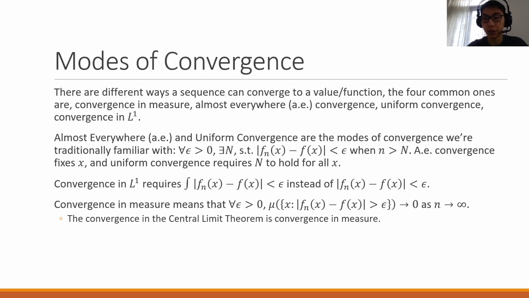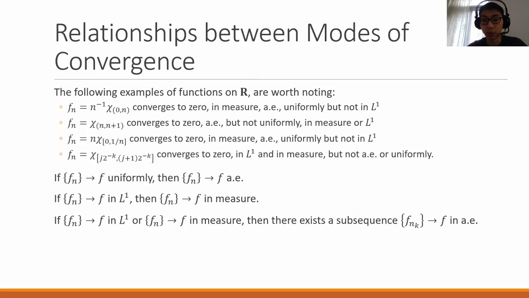We've already been introduced to convergence everywhere and uniform convergence during our experiences in Riemann integration. The two new modes of convergence are convergence in measure and in L1. Convergence in L1 requires integration of the absolute value of the difference between the sequence and f to be infinitely small as n approaches infinity. Convergence in measure requires the measure of the set of x such that the absolute value of f_n(x) minus f(x) is not sufficiently small to approach 0 as n goes to infinity. To reinforce our understanding of these different modes of convergence, we turn to several interesting examples.